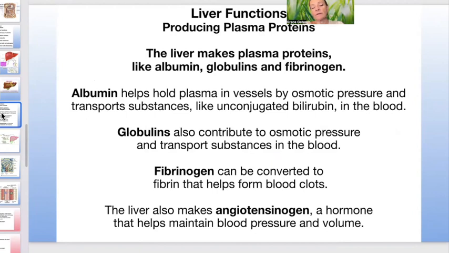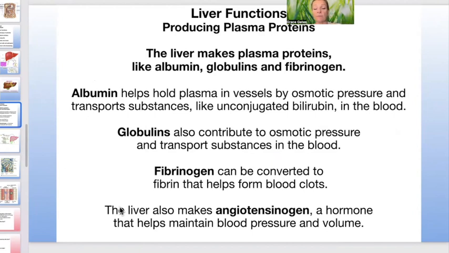Fibrinogen is a different kind of protein. Fibrinogen can be converted to fibrin that helps form blood clots. The liver also makes angiotensinogen, which is a hormone that helps maintain blood pressure and volume. And we will learn more about fibrinogen when we do blood vessels, and we will learn more about angiotensinogen when we learn about the urinary system.